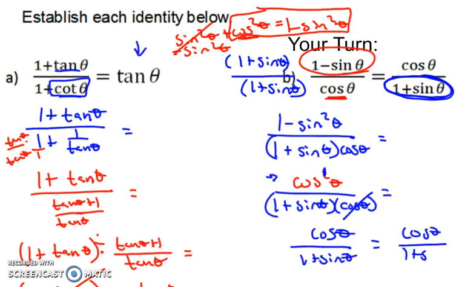Now, if you worked on the other side, I'm sure that you could get it to work out too. Maybe if you try multiplying the top and bottom by 1 minus sine theta, it should work very similarly to what we just did here. Well, that's it for the start of verifying trig identities. We'll be doing lots more of them.